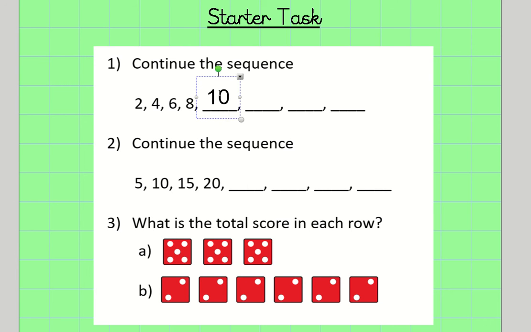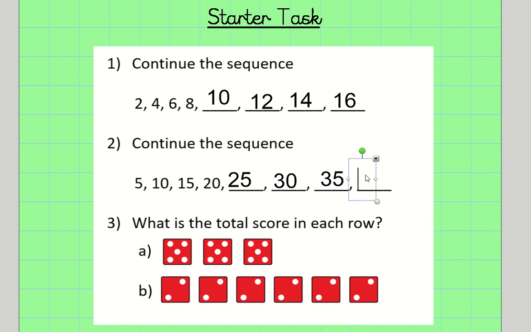Hopefully you thought of 10, 12, 14 and 16. And for the next sequence, going up in 5s, we've got 25, 30, 35 and 40. If you look at the total of this score here, we're going up in 5, so 5, 10, the score there is 15. And here, 2, 4, 6, 8, 10, 12. If you link that back to what we did yesterday, here you've got 3 groups of 5 equaling 15 and 6 groups of 2 equaling 12.